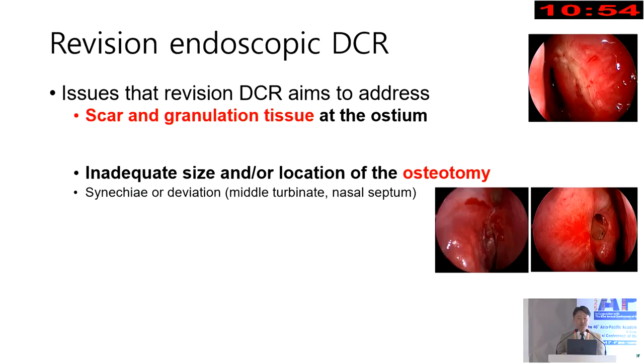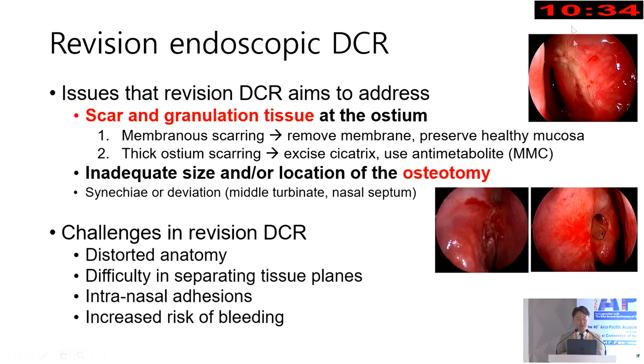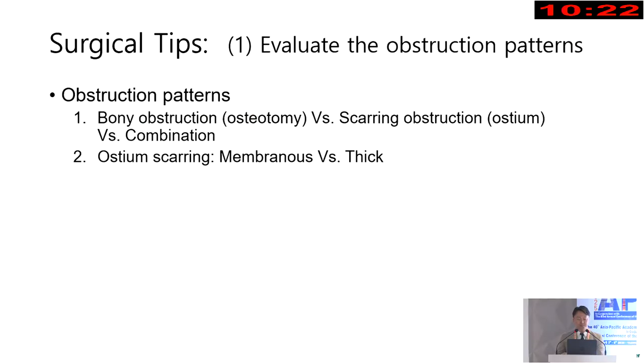So revision endoscopic DCR has to address many issues, including the scar and granulation tissue at the ostium and inadequate size or location of the osteotomy. So ostium scarring and osteotomy are the most important essence of revision DCR. Revision DCR is usually very challenging because of distorted anatomy, difficulty in separation, intranasal adhesions, and increased bleeding risk.